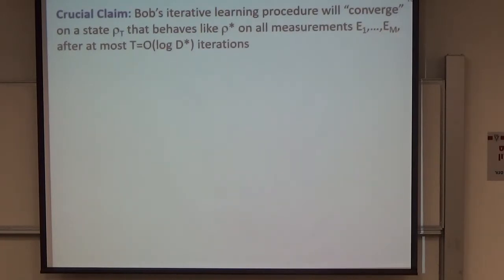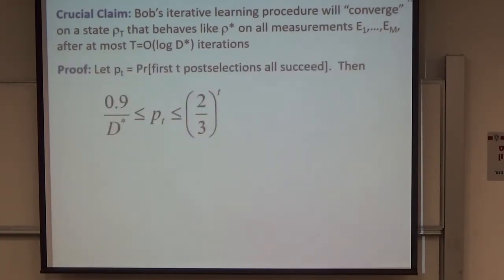Okay? Why is this? Well, a very simple proof is just to look at the probability that the first T post-selection steps would all succeed if Bob were to start from the maximally mixed state, right? And then just apply the normal quantum measurements, without any magic powers. Right, so let's let P sub T be that probability, and then we can bound it on both sides.